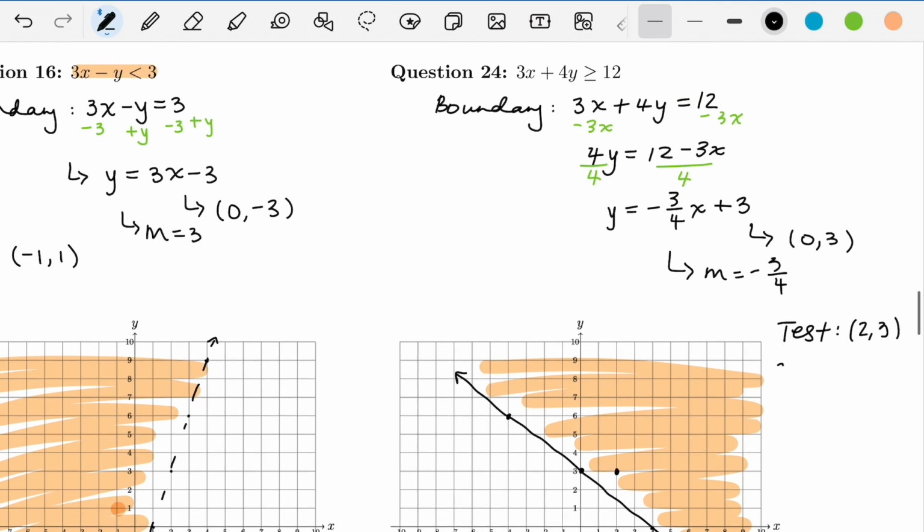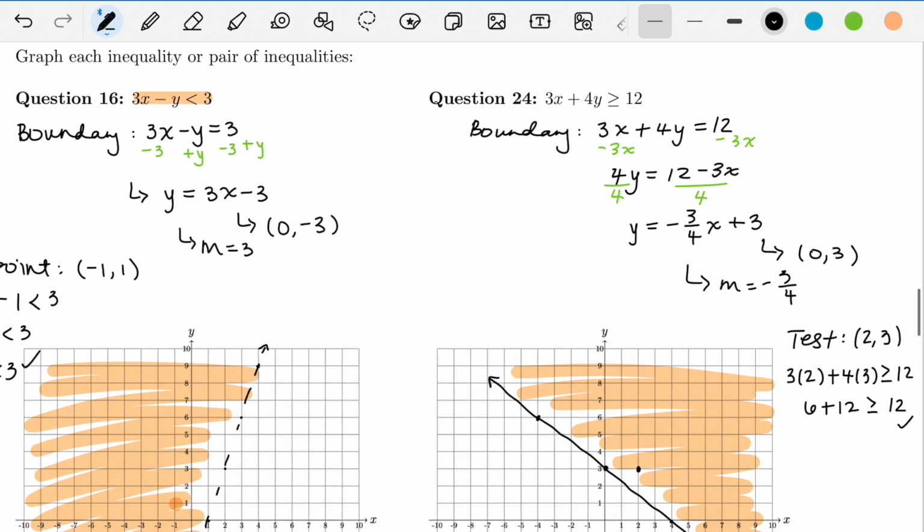Plugging 2 in for our x here and 3 for our y, we can already see that this is going to be greater than 12. We're going to have 6 plus 12 here, which is definitely greater than 12. So that point works.